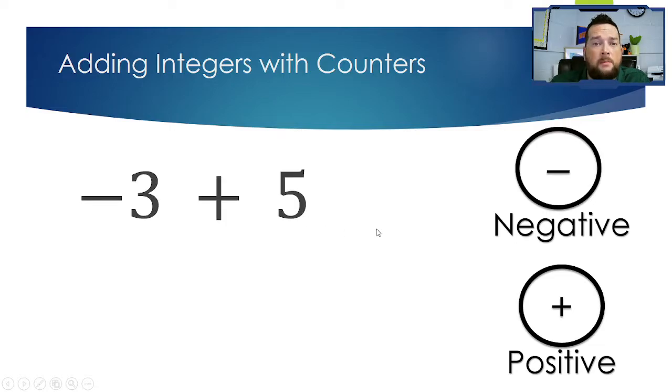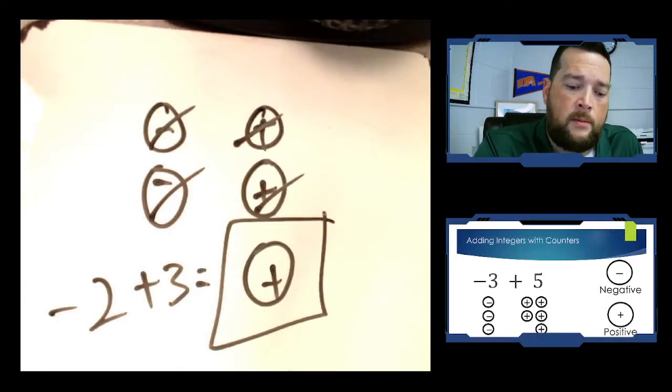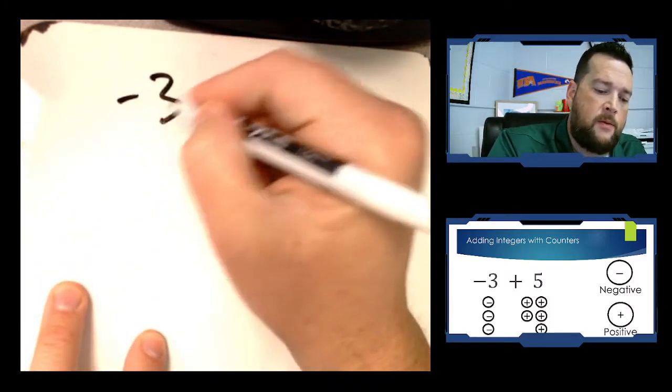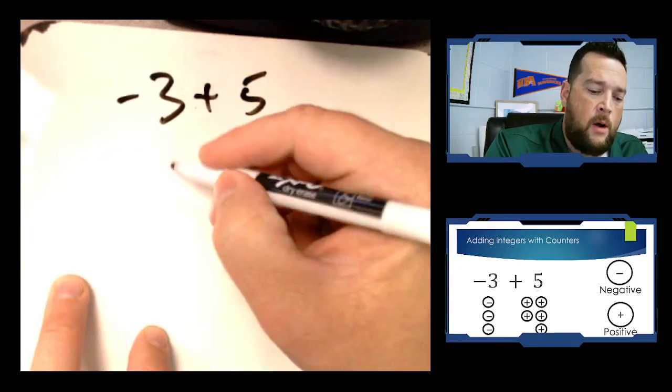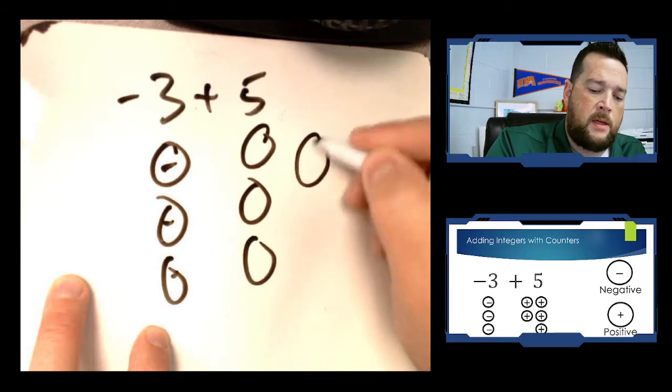Next problem, -3 plus 5, all right? How would you represent this as counters? I say 3 negatives right here, 5 positives. Then 3 of these negatives right here are going to cancel out 3 of these positives, and what you would have left would be 2 of the positives. Okay, just for clarity, I'll go ahead and do that on this whiteboard as well. So we had -3 plus 5, all right, which means I've got 3 negatives, 5 positives.